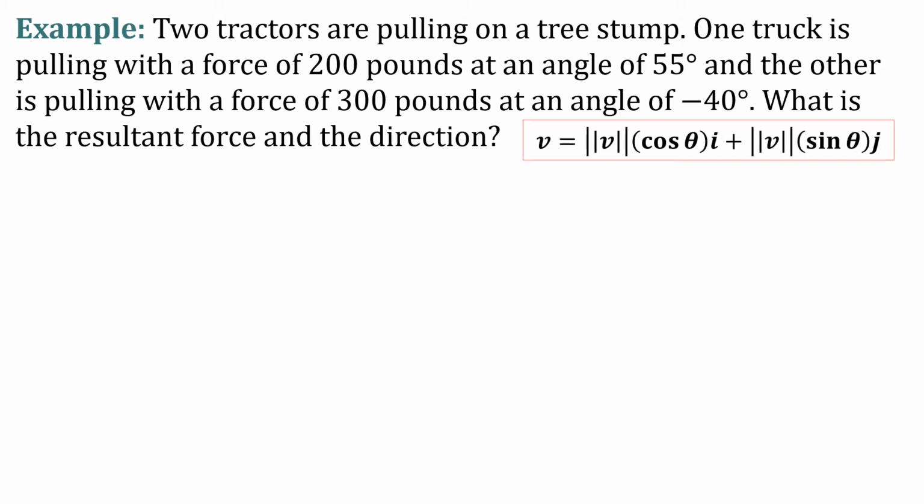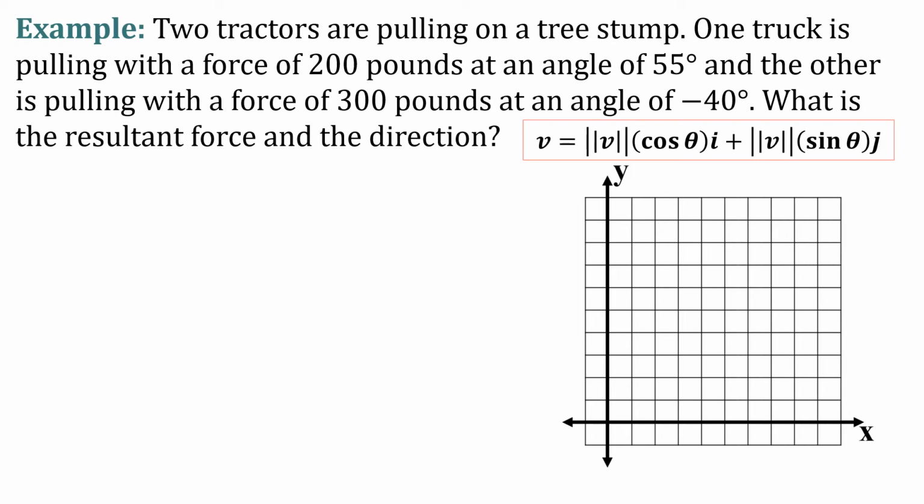So this is a formula that we used in the previous video. The magnitude times the cosine of the angle of the vector, i, plus the magnitude of the vector times sine of the angle of the vector, j. So let's draw out this picture. Okay, so the first tractor is pulling on the tree stump. Let's say the tree stump is right here at the origin. It's pulling on the tree stump.